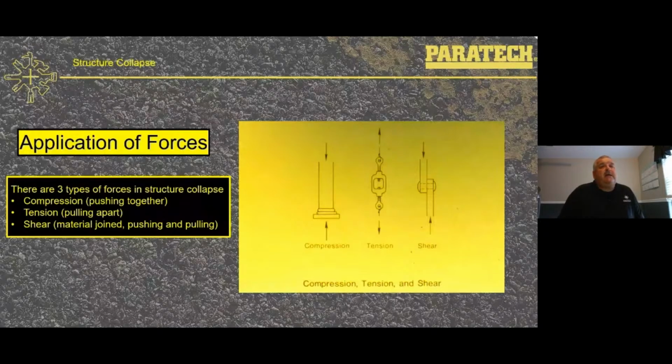Application of forces. There are three types of forces in structural collapse: compression, pushing together; tension, pulling apart; and shear, material joint pushing and pulling. We deal more with compression. When we build, the shores are under compression because of the building wanting to go to ground with the gravity side. Tension, we use tension in rakers when we put braces on the rakers.